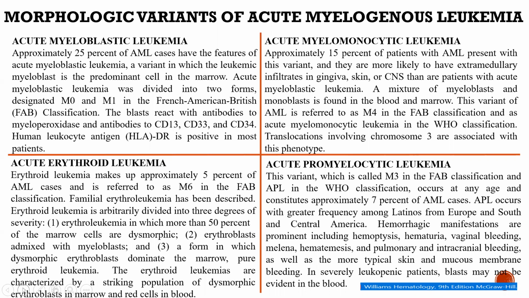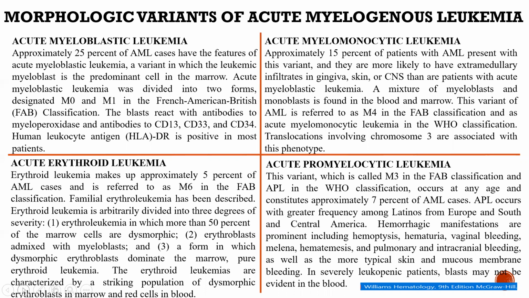Acute erythroid leukemia makes up approximately 5% of all cases and is referred to as M6 in the morphological classification. Familial erythroleukemia has been described. Erythroid leukemia is arbitrarily divided into 3 degrees of severity. First, erythroleukemia, in which more than 50% of the marrow cells are dysmorphic. Second, erythroblasts mixed with myeloblasts. And third, a form in which dysmorphic erythroblasts dominate the marrow, called pure erythroid leukemia. The erythroid leukemias are characterized by a striking population of dysmorphic erythroblasts in the marrow and red cells in the blood.